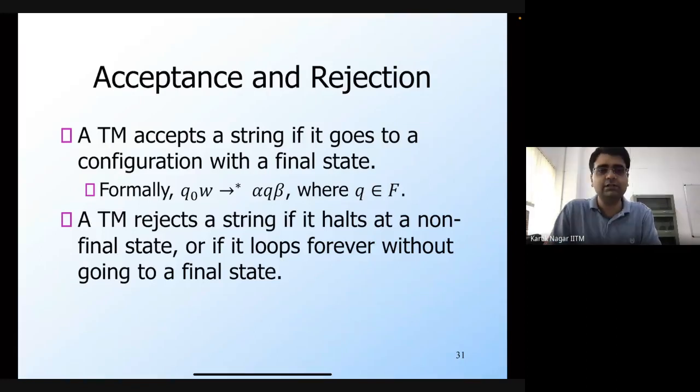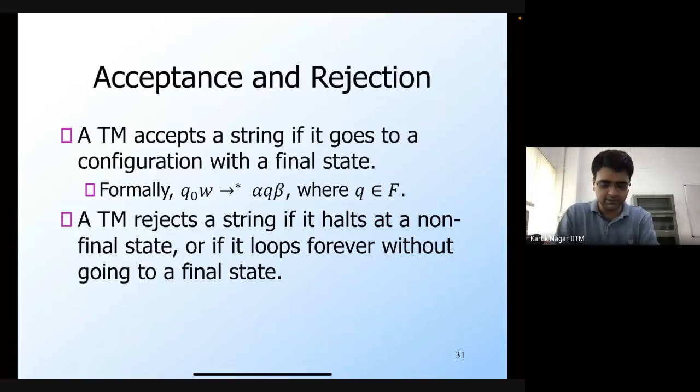And then we can also define rejection. A TM rejects a string if it halts at a non-final state, or if it loops forever without going to a final state. So there are two criteria for rejection. If you reach a configuration where the state is non-final and there is no more step that you can make, in which case we say that the TM halts at that configuration, then the string would be rejected. Similarly, if it loops forever without going to a final state, then the string would also be rejected.